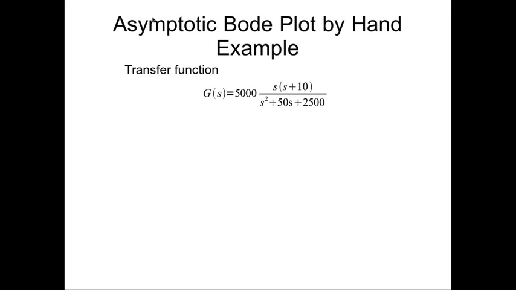In this short video, we'll look at drawing asymptotic Bode plots by hand. Here you have a transfer function. It has a 0 at the origin, a real 0 at -10, and a complex pole.